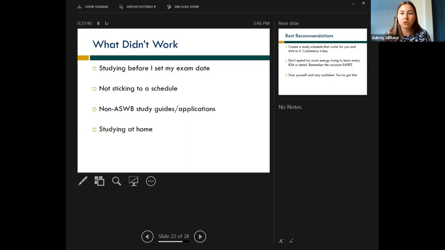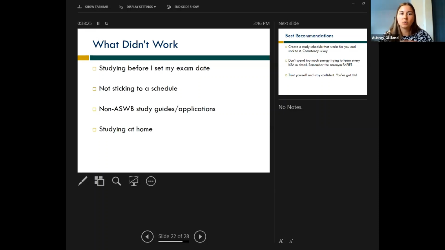What also didn't work when I first started trying to study was not having a schedule laid out, because I couldn't hold myself accountable. I tried to use some non-ASWB study guides and applications like Pocket Prep, and I didn't feel that they were helpful for me. One of the downsides to Pocket Prep is that sometimes the questions will start to repeat themselves, which I didn't feel was helpful, but I do know that it does include the reasoning behind the answer to the question, which could be helpful to some of you.